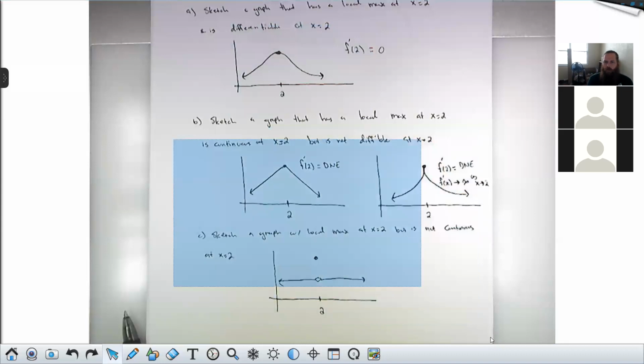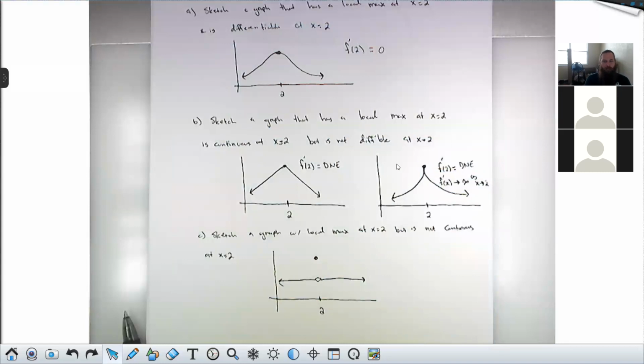And I want you to be ready for things like these, not just in terms of the pictures, but also in terms of the algebra, which is why I'm including this little bit here: at a cusp like this, that's a place where f prime is going to infinity or negative infinity. It could be either one. In this case, we're going to positive infinity over here and negative infinity over here. So these are the different kinds of things that local maxes can look like.